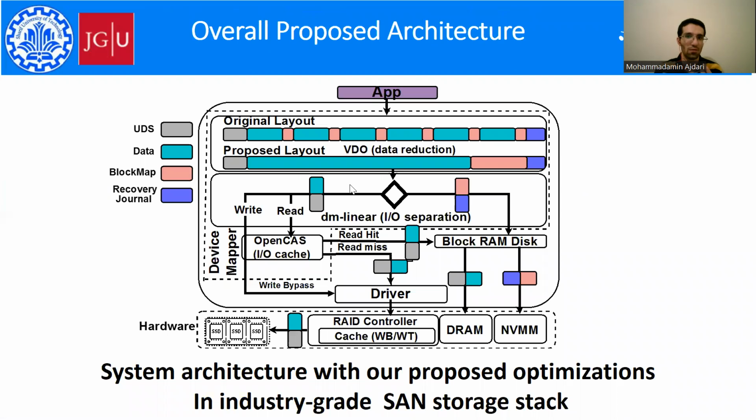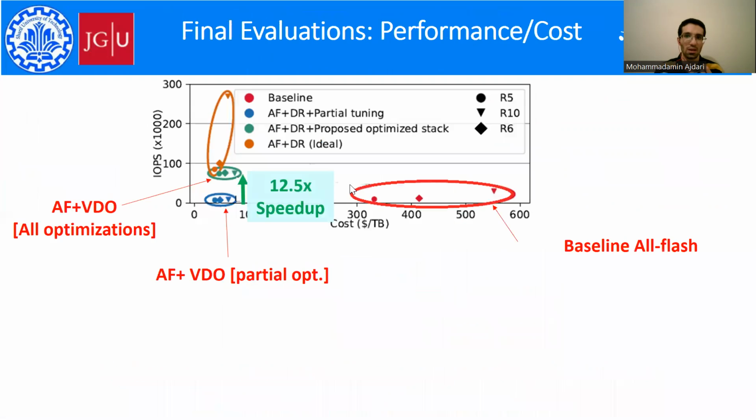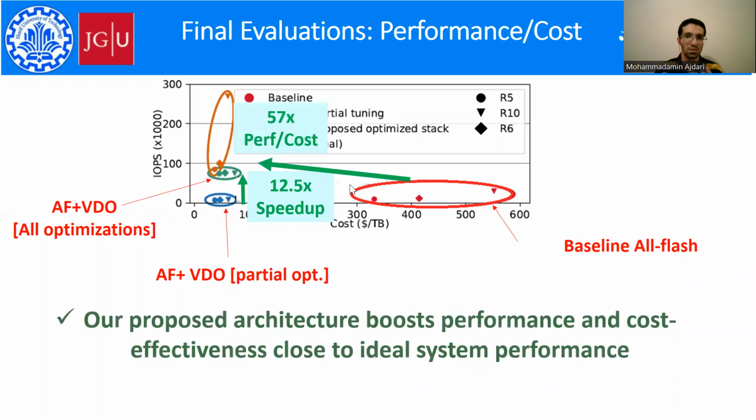This is how our final proposed architecture looks. Note that our performance evaluations are based on our real prototype in an industry-grade SAN storage stack. Overall, our proposed optimizations and tunings provide a speedup of 12.5x in random write workloads compared to a partially tuned all-flash system with integrated data reduction. In addition, compared to the baseline all-flash systems without data reduction, our optimizations boost the performance per cost by 57x.